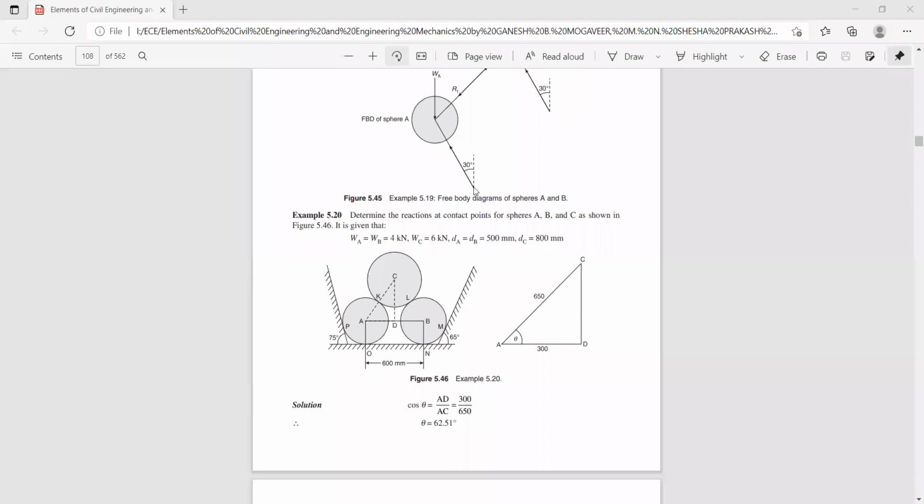So any doubts with this problem, anyone? I think we can move on to the next one. Is it clear? Anybody is having any clarification or doubt? Hello? Shall I move on to the next one?